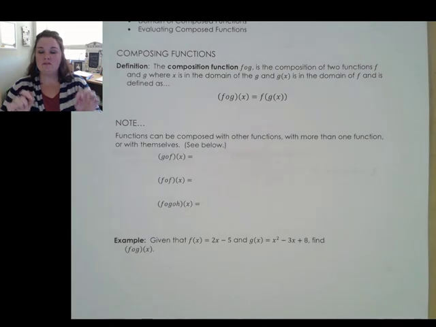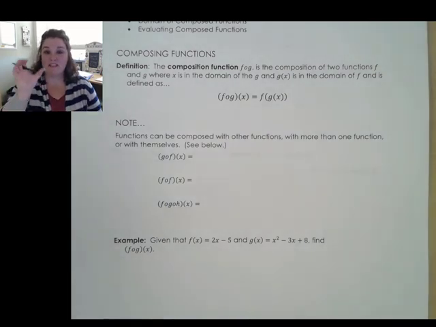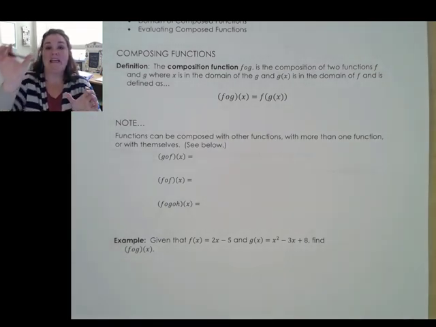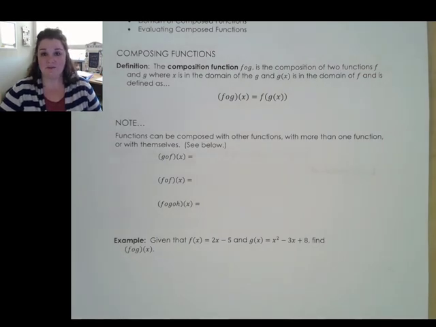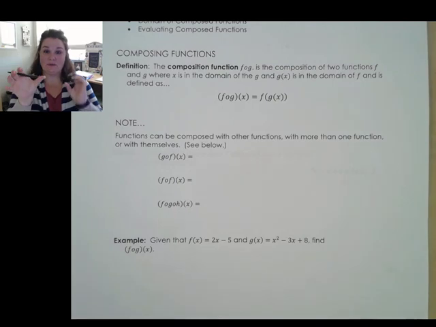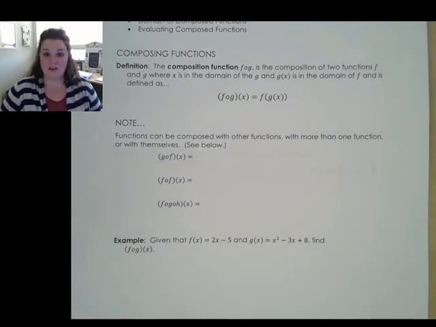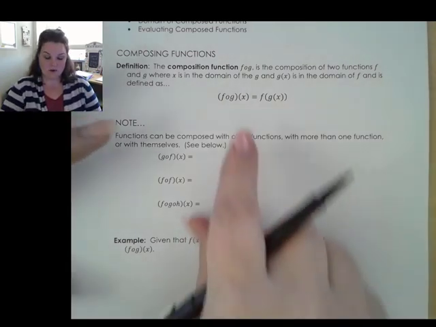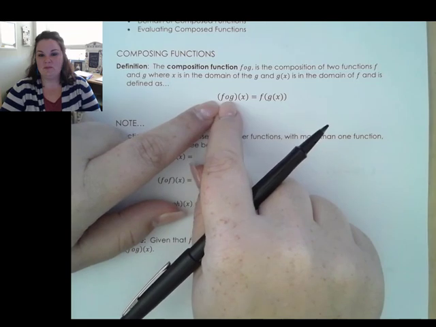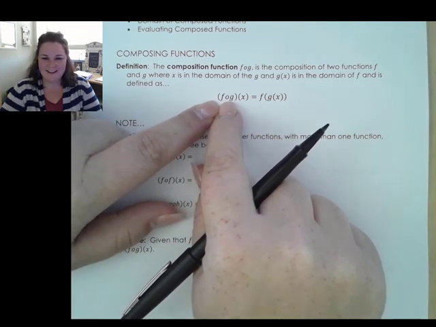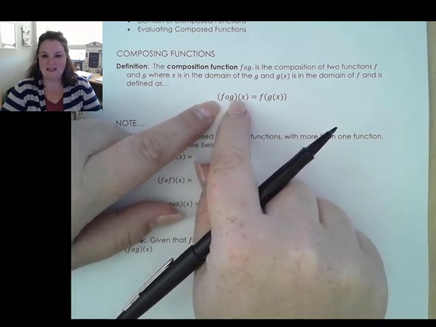So composing functions basically means we're taking one function and plugging it inside the other function as its input. So no longer are we doing like this one plus this one, or this one minus this one, or this one times this one. We're actually putting one inside the other function, okay? So if we have something, some of you may have learned this as fog, right? F of G is how we say this, okay?